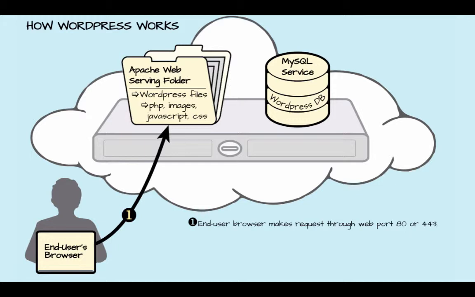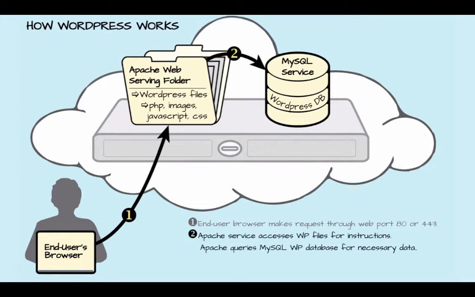So what's going to happen is the end user's browser is going to make a request through web port 80 or 443. 80 is the normal web port, 443 is the secured layer. So it's going to make just a normal request up to that website, and it's going to send that request, as I said, to Apache, which is going to access the files in the folder. The second step is that the Apache service accesses the WP files for instructions, and Apache is going to then query MySQL's WordPress database for necessary data.